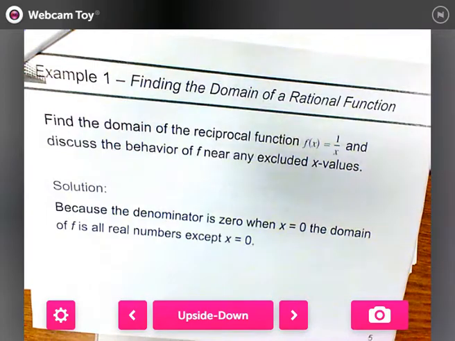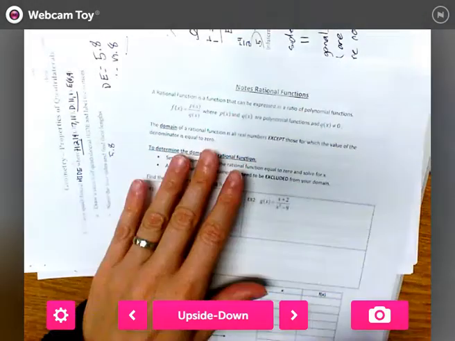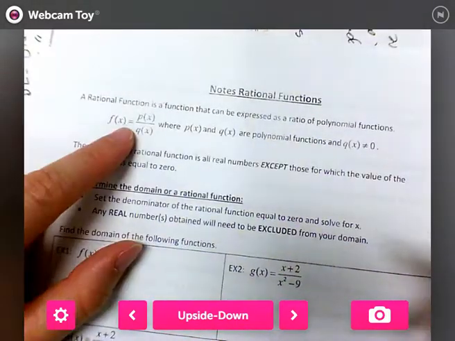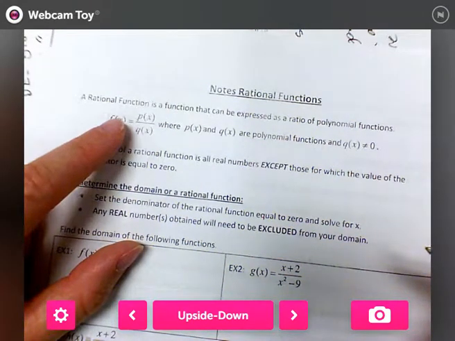Okay, let's look at our notes right here. Now, this one says P and Q instead of N and D, or DX and NX, we say PX and QX.